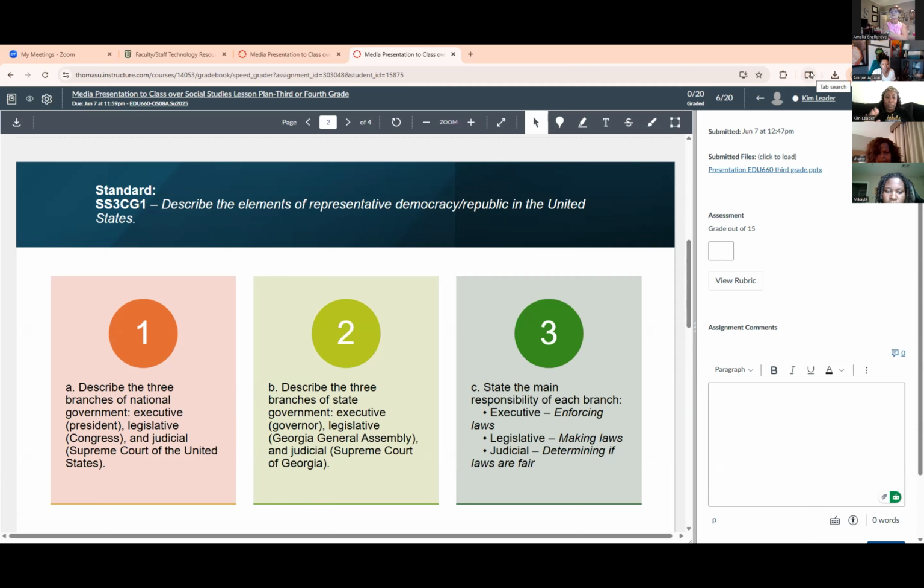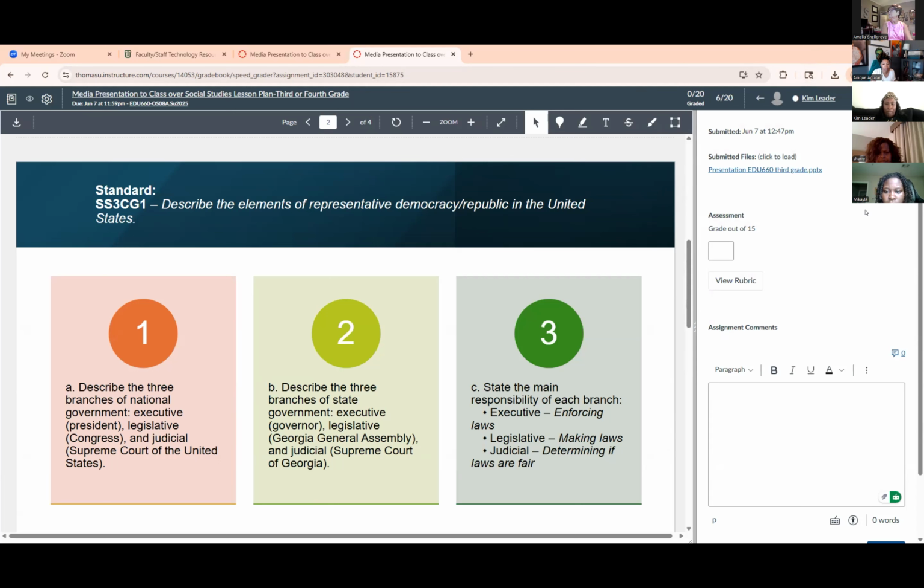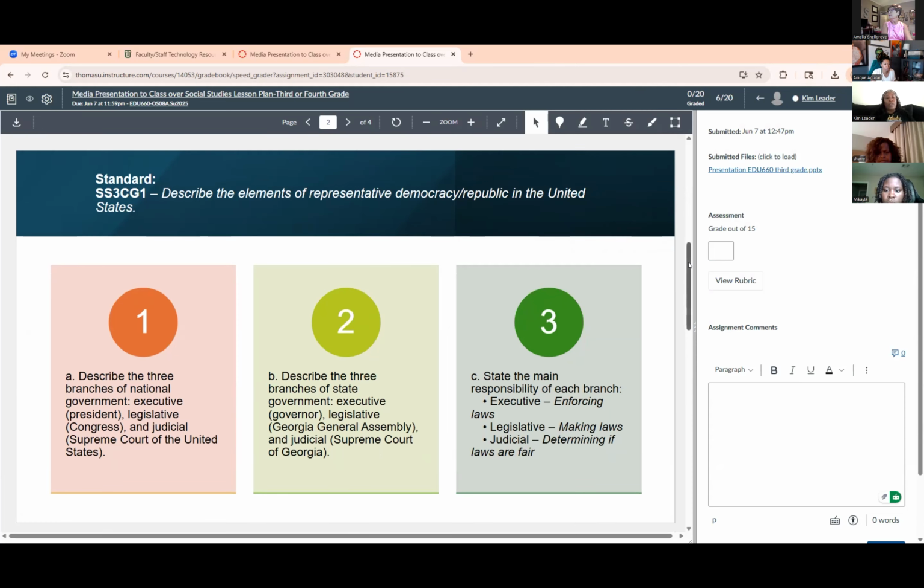Then part B is to describe the three branches of state government: the governor, the legislative, and then the judicial, and the main responsibility of each branch, which is the executive branch, the branch that enforces the law, legislative, and judicial. Okay, the next slide.